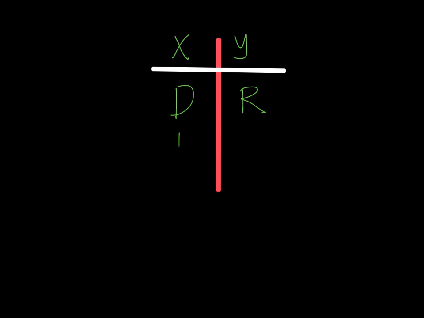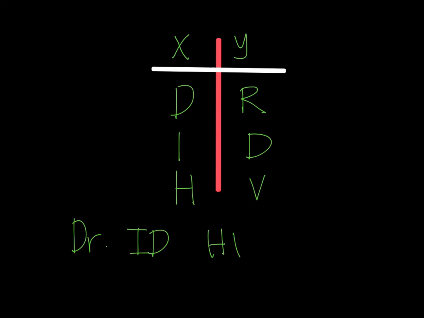Domain, ID, HV. Again, domain, ID, HV. What does this mean? That means this one's the domain, this one's the range, this one's the independent variable, and this one's the dependent variable. The X is always your horizontal axis, and your Y is your vertical axis.